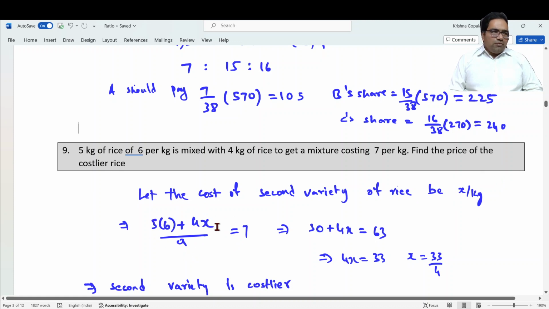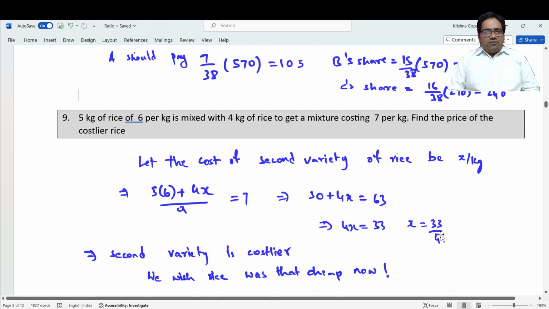So the total value is 5 into 6, because it is 6 per kg for the first 5 kilos, and some x per kg for 4 kilos. So the total value is 5 into 6 plus 4 into x, by the total kilos, 9. This is 7, as he is already saying. What does that mean? 30 plus 4x is equal to 63. So 4x is equal to 63 minus 30, equal to 33. x is equal to 33 by 4. So what is 33 by 4? 8 point something. The first variety is 6 per kg, so obviously the second variety is costlier than the first variety.